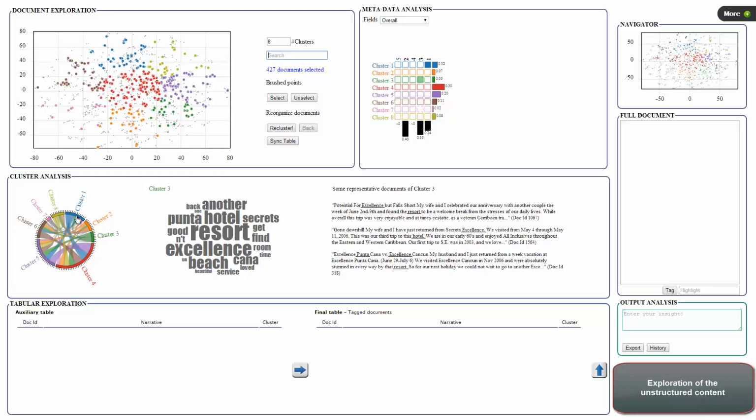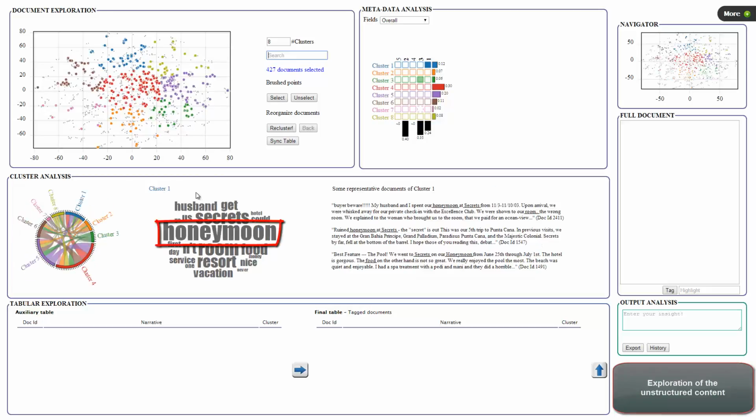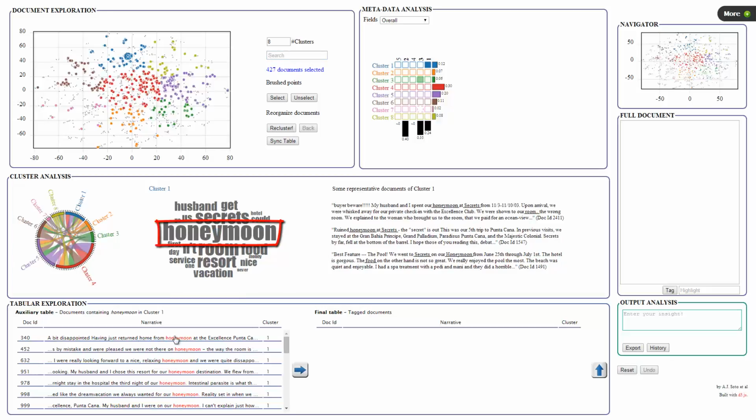We can see that in the first cluster, honeymoon stands out as the main keyword. We can confirm that this cluster is from people that went to the hotel for their honeymoon by looking at the representative documents or by clicking the keyword in the word cloud and investigating the keyword in context. We can make an annotation about this finding.